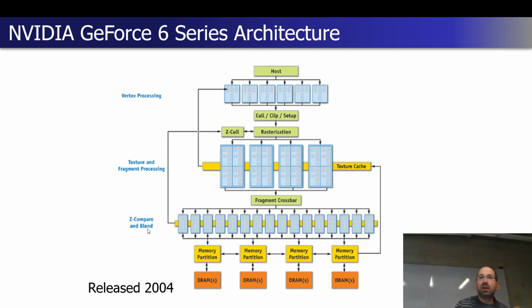So checking depth, checking alpha, determining what the final fragment should be in our frame buffer, and then that goes all out to RAM. So we do have that. We have an architecture that does this, and they are programmable.